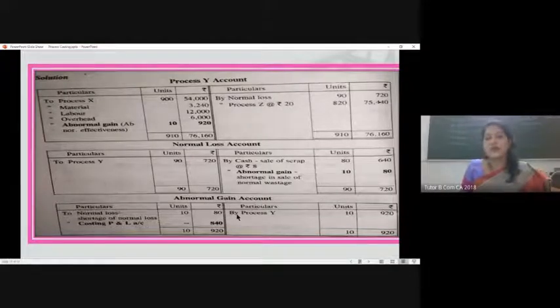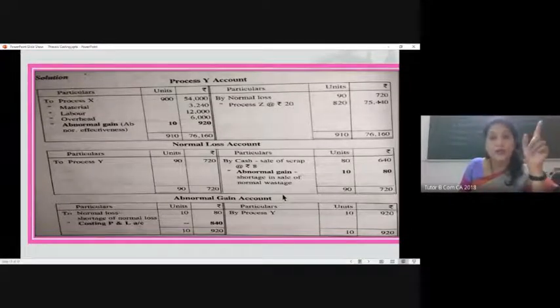Okay, so this is actually normal loss account and abnormal gain account. In case of normal loss account, the additional thing which we have learned in today's class is shortage in sale of normal wastage. We expected the scrap value to be 90 into 8, but that is 720 rupees. But actually what we got is only 80 into 8, that is 640. So how do I account for the remaining thing? I can account for only by quoting that as shortage of scrap due to abnormal gain, which carries a value of 10 into 8, that is 80. So the account got balanced.